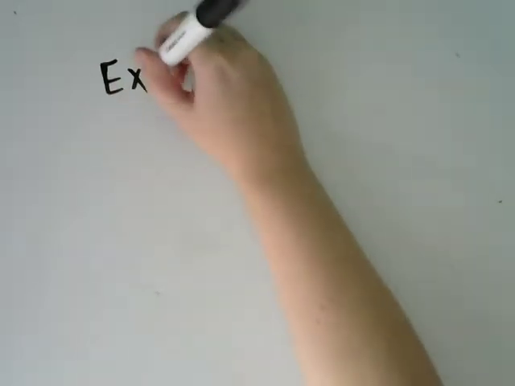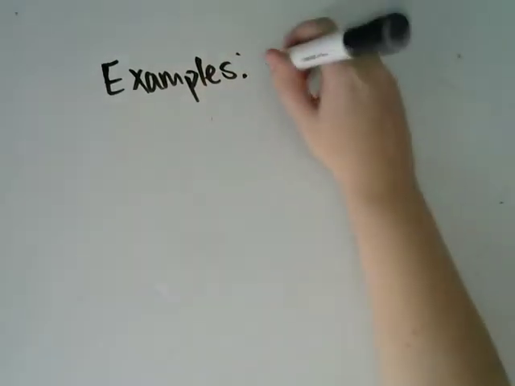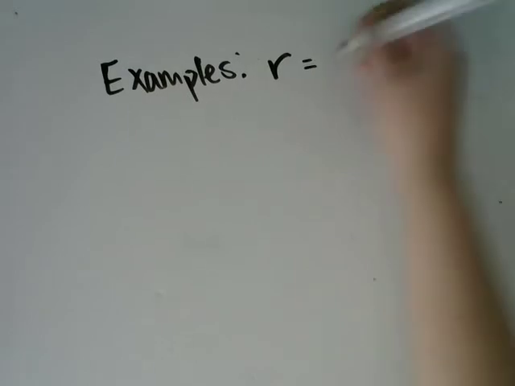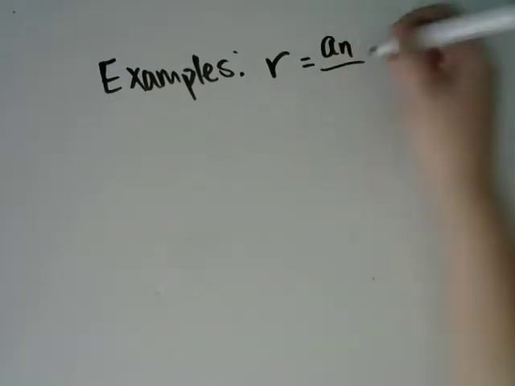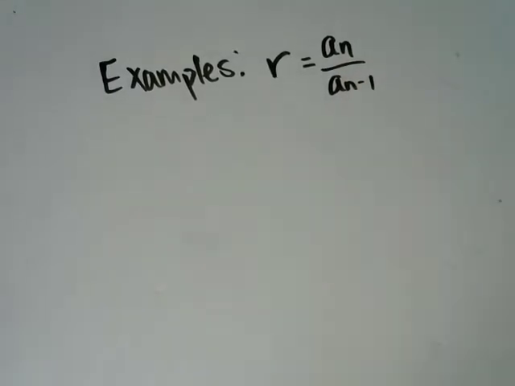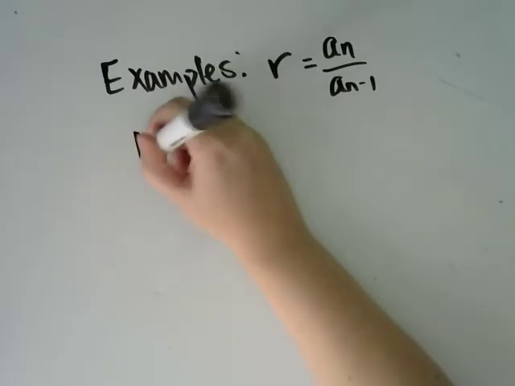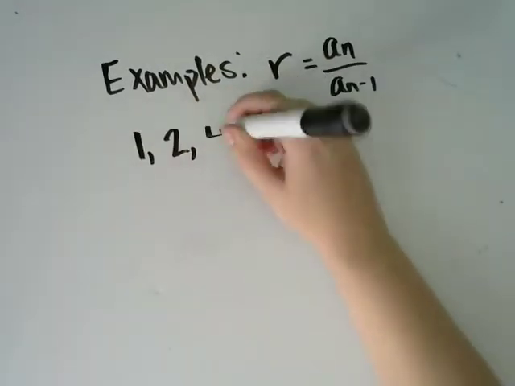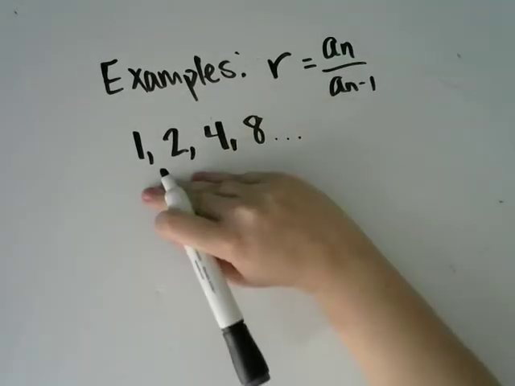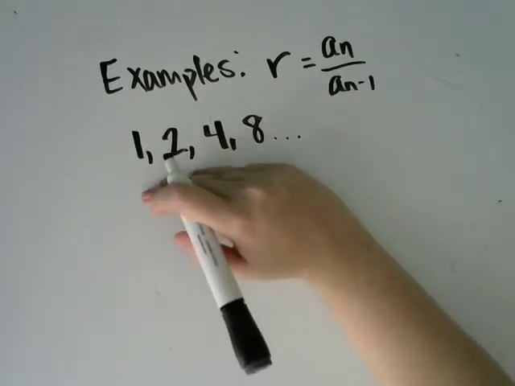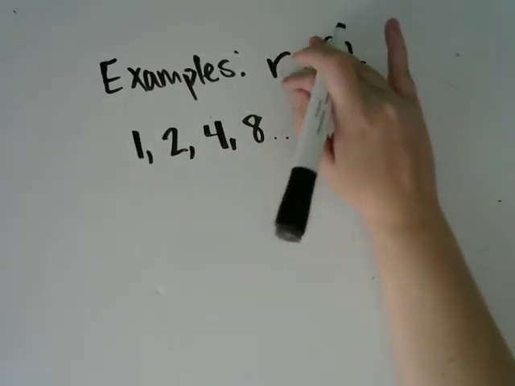A geometric sequence is any one with a common ratio, R, which is the ratio of every term, specifically the nth term to the nth minus 1 term. An example of a geometric sequence would be 1, 2, 4, 8, and so on. This sequence has a multiplication pattern of times 2, so it has an R, or common ratio, of 2.